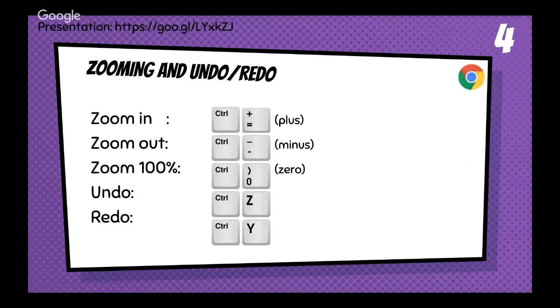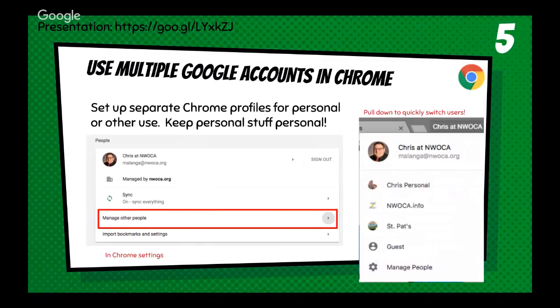You don't have to do the Control+ and Control- a lot. You could just do the Control-0, which will bring you all the way back down to 100% immediately. A keyboard shortcut for undo is going to be your Control-Z, and then redo is Control-Y. So again, just some time savers.